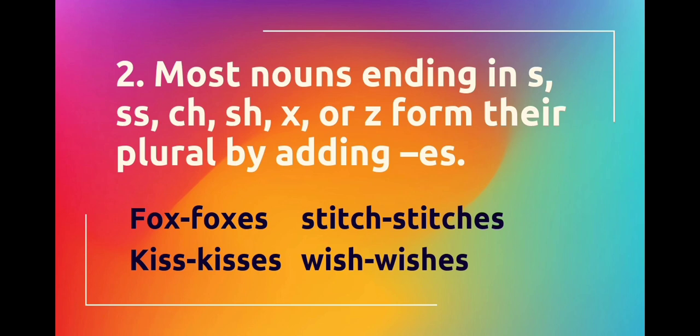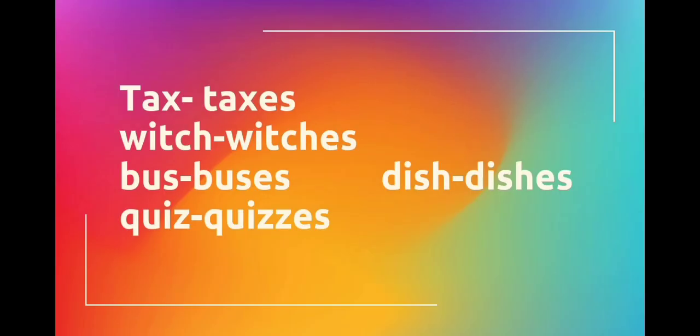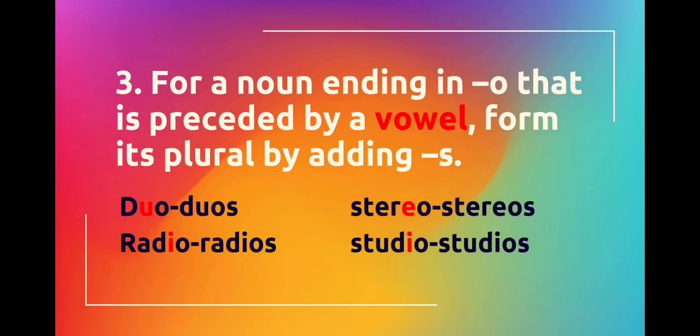You just have to remember words ending in S, SS, CH, SH, X, or Z. So you may want to have mnemonics for this one so that you could easily remember them. That's the second rule. Before proceeding to the third rule, we have another set of examples here. You may take a screenshot if you would want to so that you can go back to your notes later on.